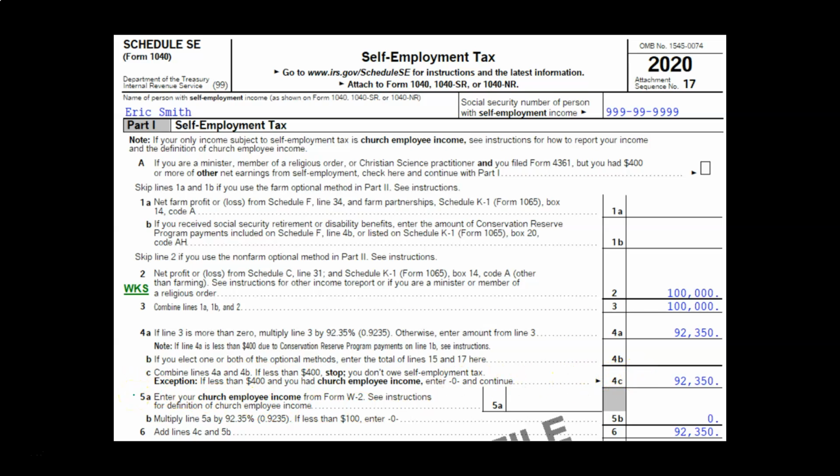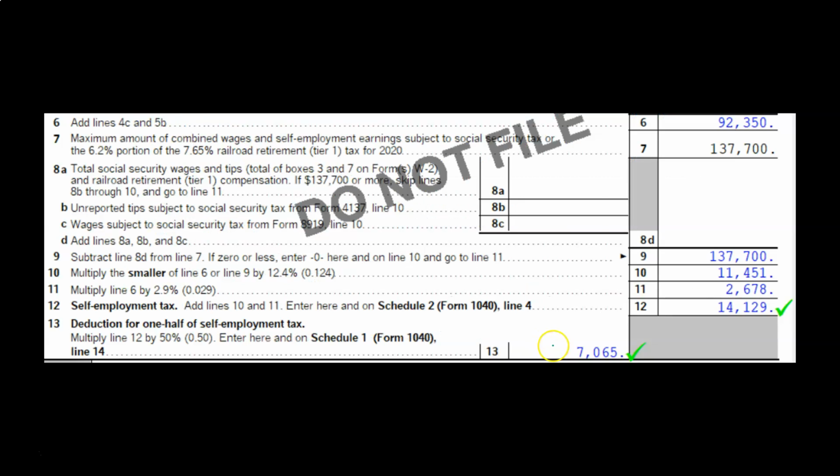Then 5A, enter your church employee income. That's not applicable for us. And then finally on line 6, we have add 4C and 5B. So this is basically the income now that we're going to be applying the self-employment tax to.